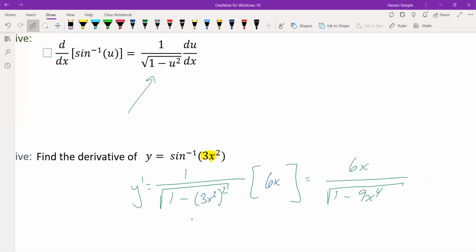You may be looking at answers elsewhere and they would rationalize it, or they would factor out an x to the 4th from 9x to the 4th, but I'm happy as is. So this is something where you're just going to have to remember the derivative of inverse sine. It's 1 over the square root of 1 minus u squared and then du dx.